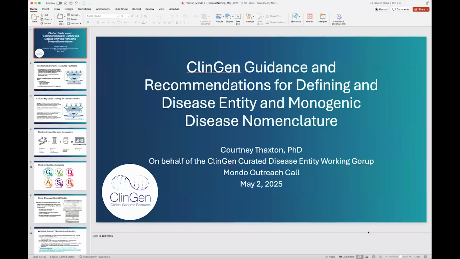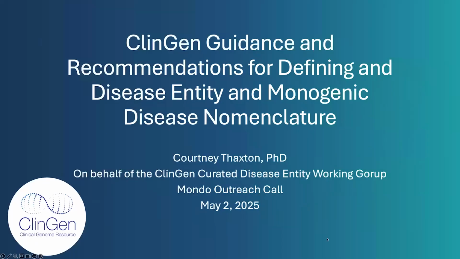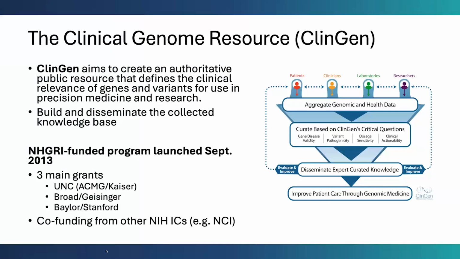I'm very excited. I know many of you may already know ClinGen. For those of you that don't, hopefully you get a little bit more insight into what we're doing and how we're working with Mondo and other resources when we're trying to represent our work on ClinGen. So really, as Sabrina said, I'm going to go over today some guidance and recommendations that ClinGen has developed for how we define our disease entities and have monogenic disease naming nomenclature, and why this is important.